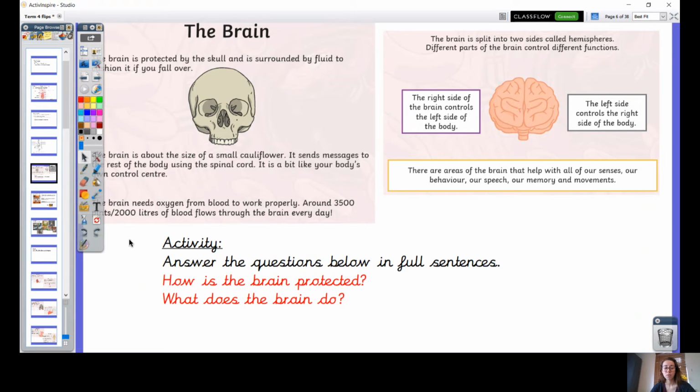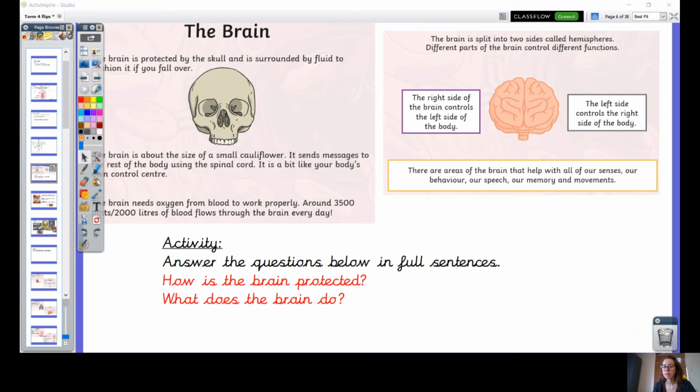Around 3,500 pints or 2,000 litres of blood flows through the brain every day. And that's why it's really important to drink a lot, isn't it? To drink a lot of water, perhaps, because that helps the blood do its job, helps the blood to stay healthy.